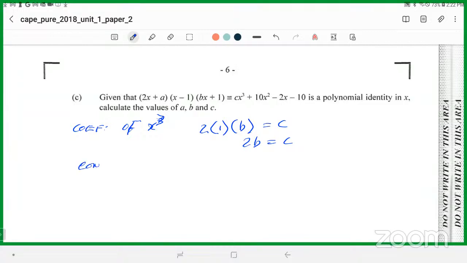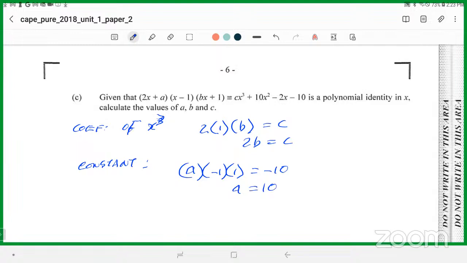And then the constant term is a times negative 1 times 1 equals negative 10. So you know your a already. So it becomes a times negative 1 times 1 equals negative 10. So it means that a equals 10. So you know the a already.